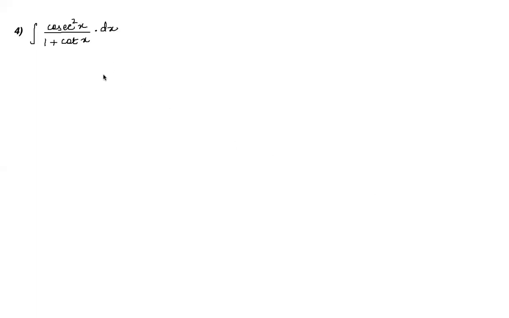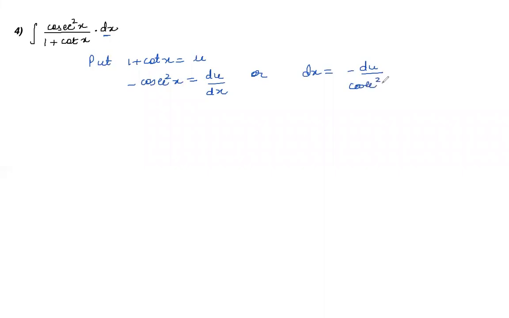Okay, now in this question, I'll put 1 plus cot x equals u. Now I have taken 1 plus cot x equals u, so I need to find the value of dx. I'll differentiate the function. The differentiation of cot x is minus cosec square x, and the differentiation of u would be du by dx. Or I can say the value of dx is equal to minus du upon cosec square x.